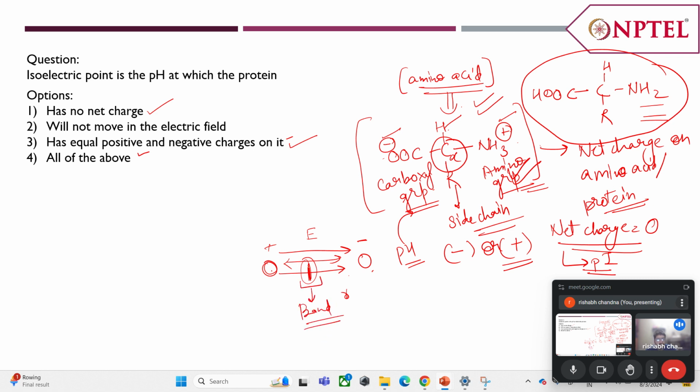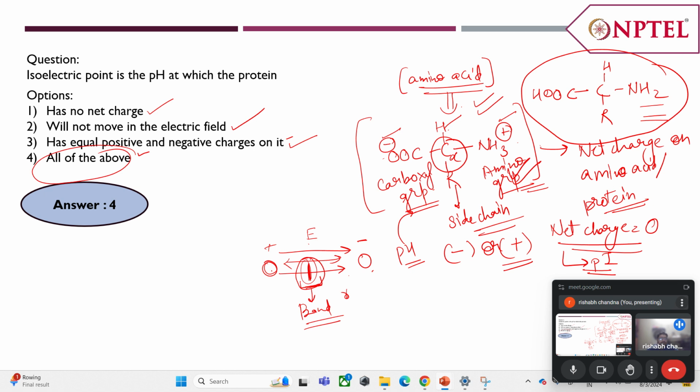So at this particular pH, when the protein has no net charge, the protein will not move in an electric field. It will stay at that point itself. So this option is also correct. That means the answer is all of the above.